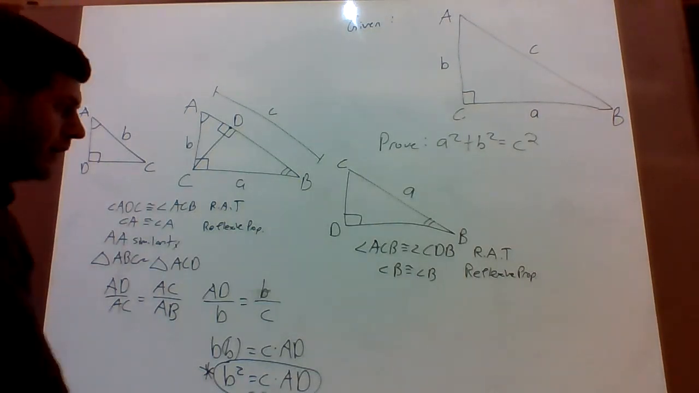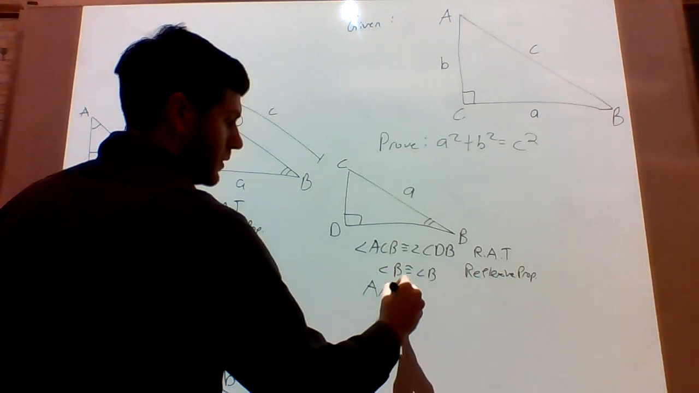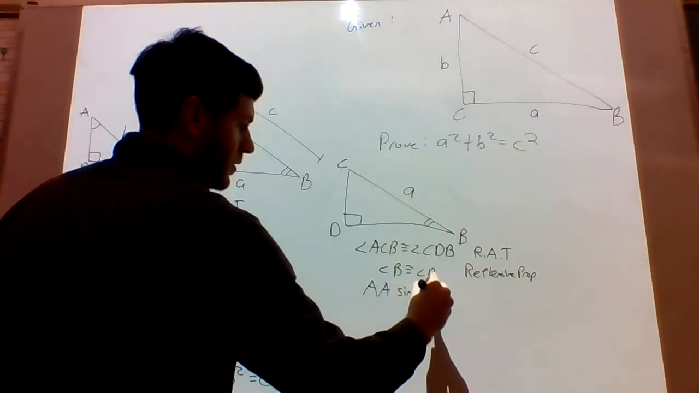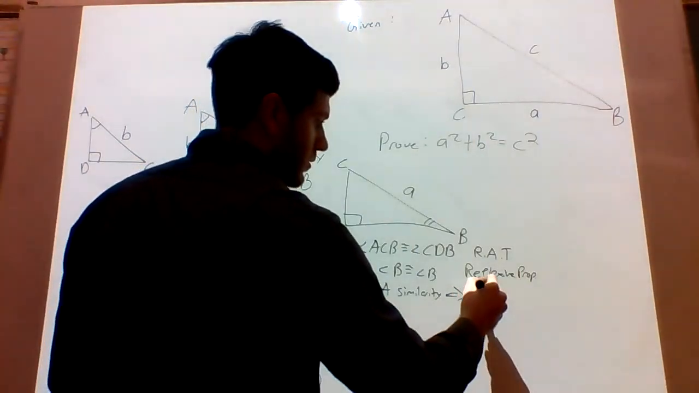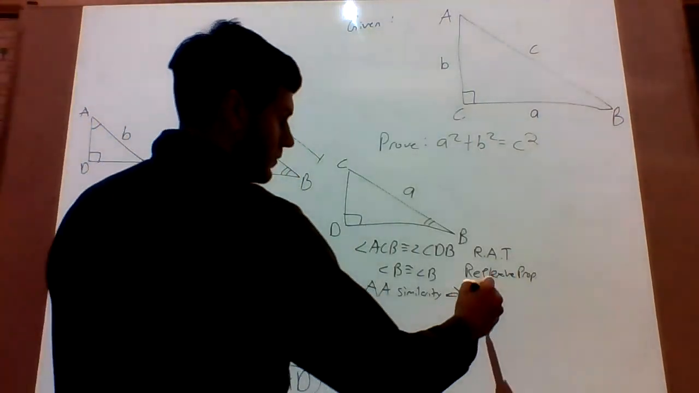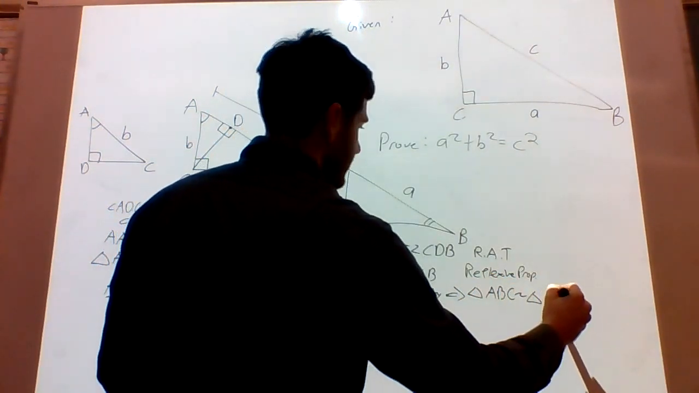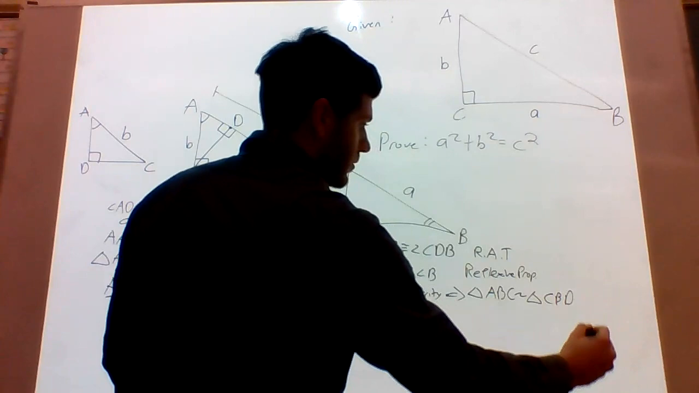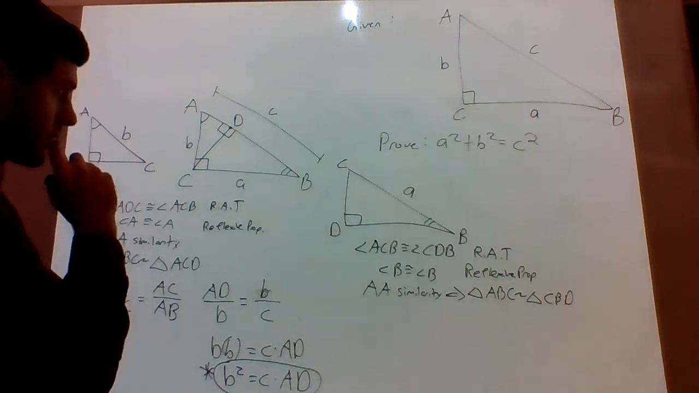Okay. So we know by angle-angle similarity, we have two pairs of congruent angles. So by angle-angle similarity, we know that triangle ABC is similar to triangle CBD. If we know the triangles are similar, we can set up a proportion because we know the sides are proportional.